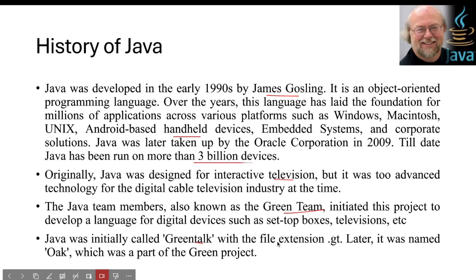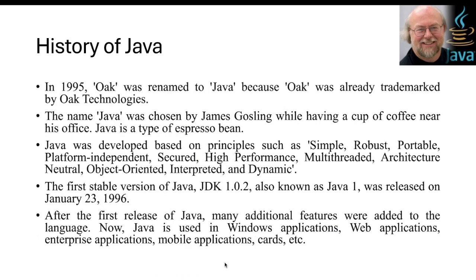Later, after lots of modification, it was named Oak, which was part of the Green project. In 1995, Oak was renamed to Java because Oak was already trademarked by Oak Technologies. The name Java was chosen by James Gosling, as you know, founder of the Java language, while having a cup of coffee near his office. And for your kind information, Java is a type of espresso bean.